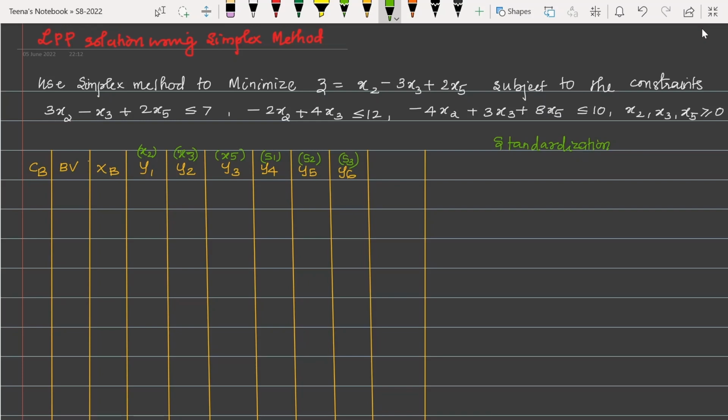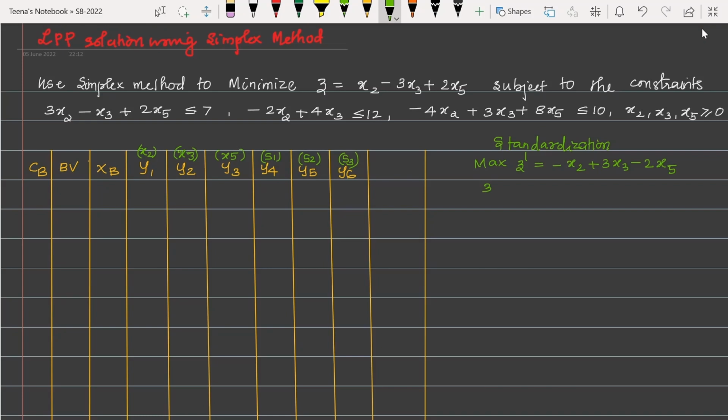So in standardization, the first thing that we have to do is to make the problem a maximization one. So we write maximize, let me put it as z dash, maximize z dash is equal to minus x2 plus 3x3 minus 2x5. So we shall add the remaining variables later. So a minimization problem is converted to a maximization one by multiplying the whole right hand side by minus 1.